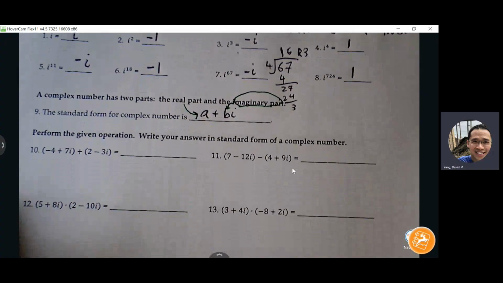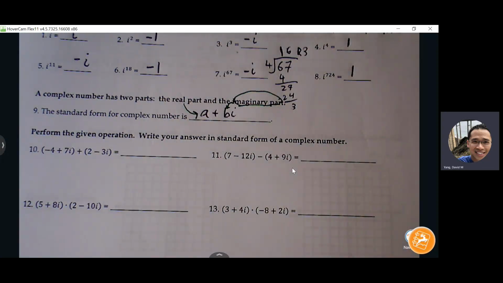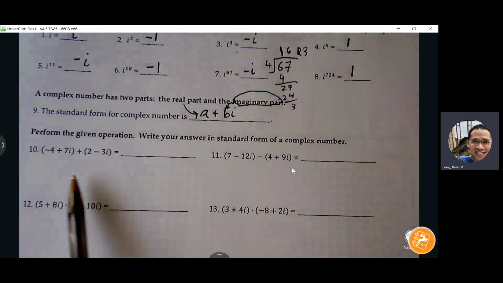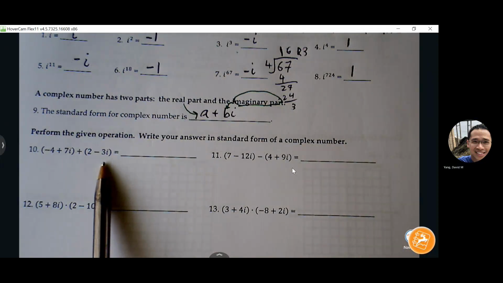All right, so these are just very simple review here. A lot of times you're going to treat i like you would a variable. So we're just combining like terms here, adding them together.